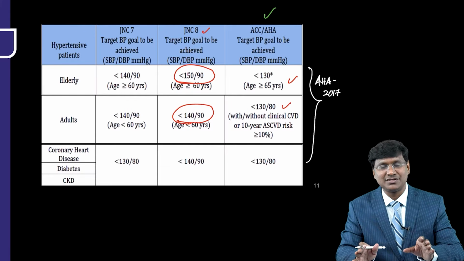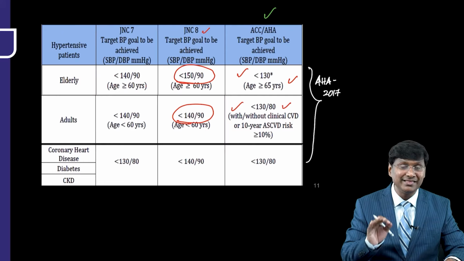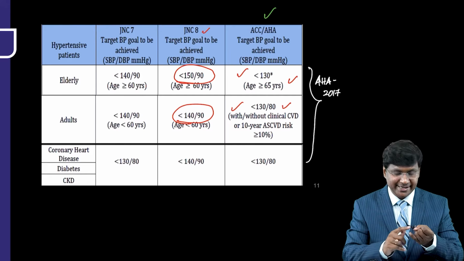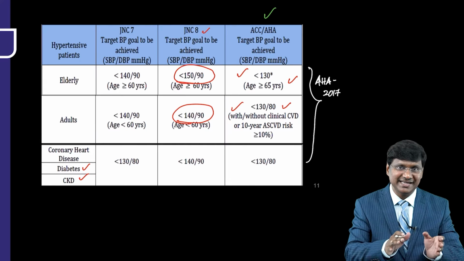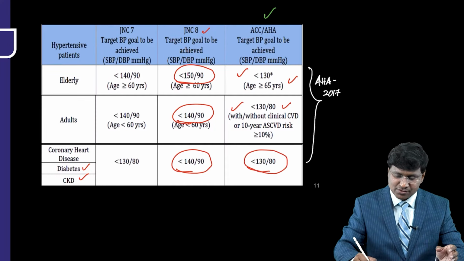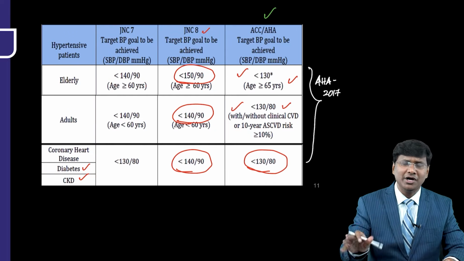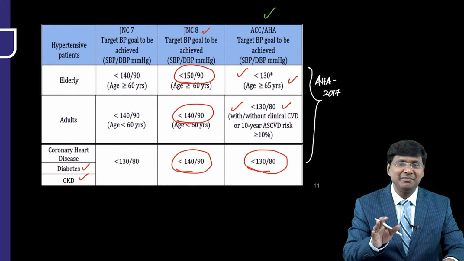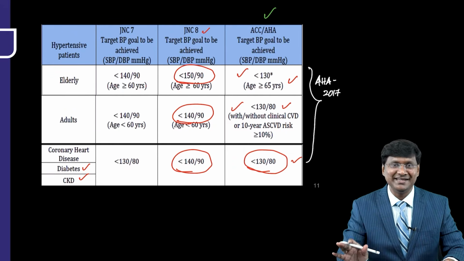Whereas according to the American Heart Association, whether it is adults or elderly individuals, the cutoff is less than 130 millimeters of mercury systolic blood pressure. And for those individuals who have comorbidities like coronary artery disease, diabetes and chronic kidney disease, according to JNC 8 the blood pressure should be less than 140 by 90. But according to the American Heart Association, the blood pressure should be less than 130 by 80. So whatever the population, adult, elderly, or with comorbidities, according to the American Heart Association 2017 guidelines, the blood pressure should be less than 130 by 80, right?